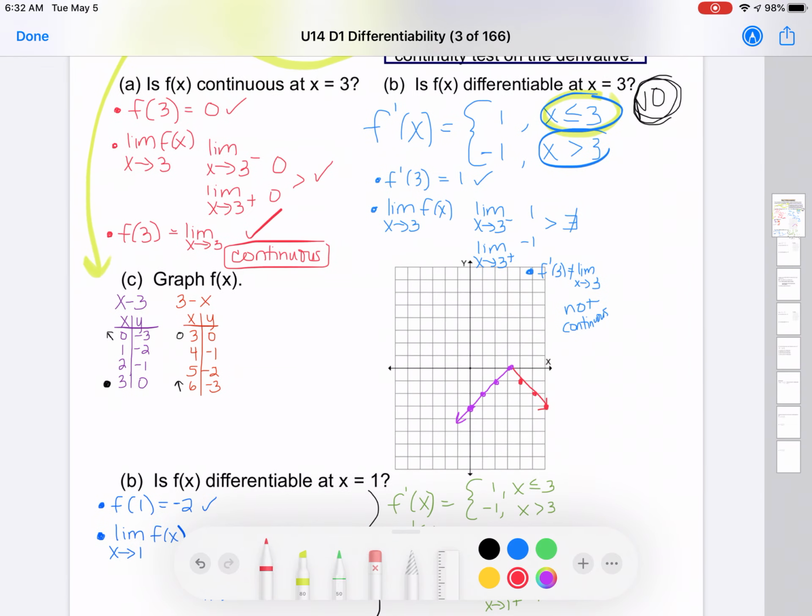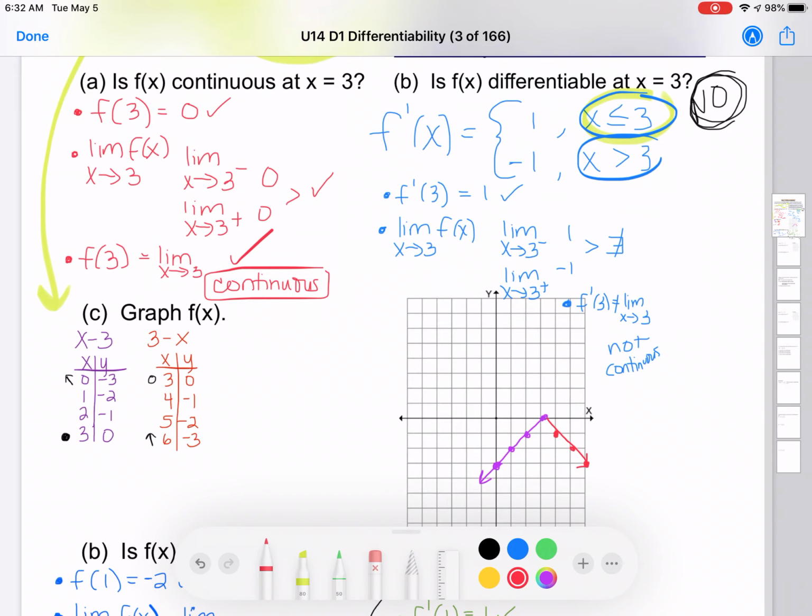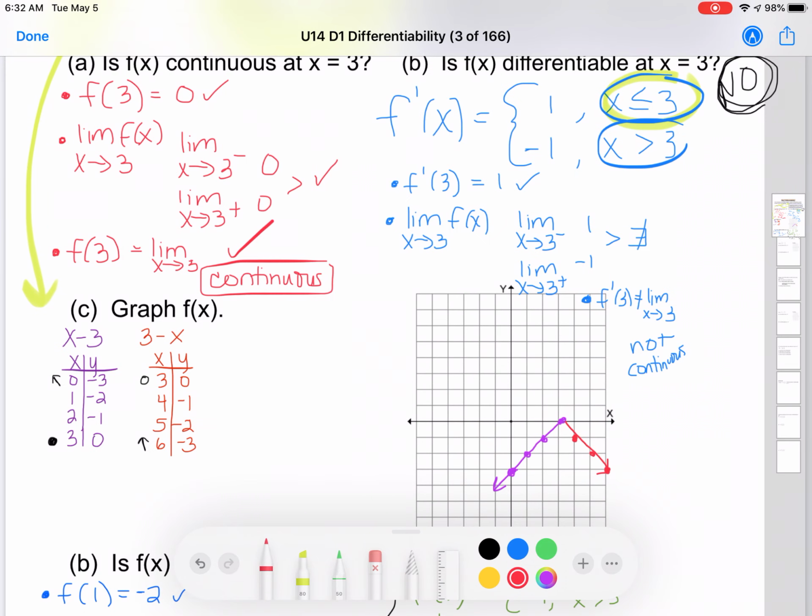Now let's look. Why? We can see that it's continuous at 3, right? We can see as we approach 3 from both sides that it is a continuous function. But why isn't it differentiable? Okay, so watch.